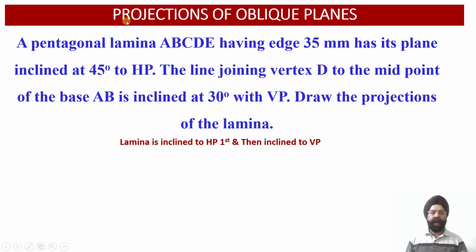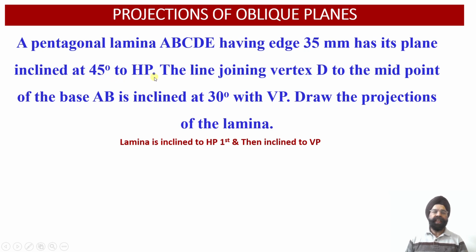So here we are required to evaluate the projections of the oblique planes which happen to be inclined to the horizontal plane as well as the vertical plane. So here we have got Pentagonal Lamina ABCDE. It has got its plane inclined at an angle of 45 degree with respect to the horizontal plane.